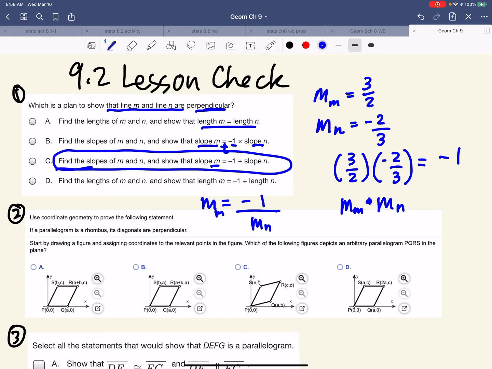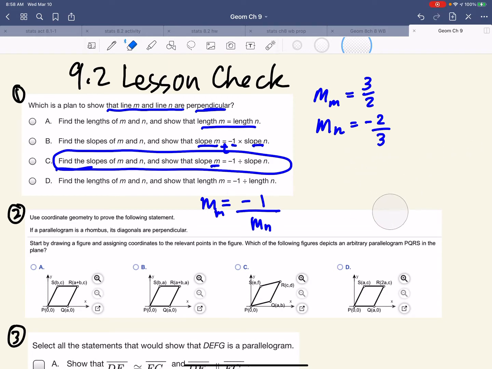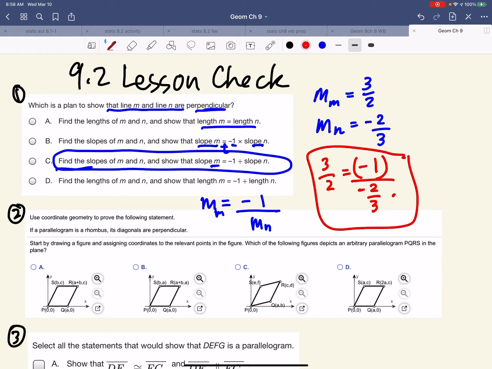If we took the slope of M, let's play this out again. This is actually slightly different than what they asked us in our notes today. If we took the slope of M, 3/2, and we equaled it to -1 divided by the slope of N, then that would be equal. So see how they flipped this upside down? That's what that symbol would do, to flip it upside down. So you make it negative and you flip it upside down. When you divide a number, you flip it upside down. Yep, so I'm going to pick C.